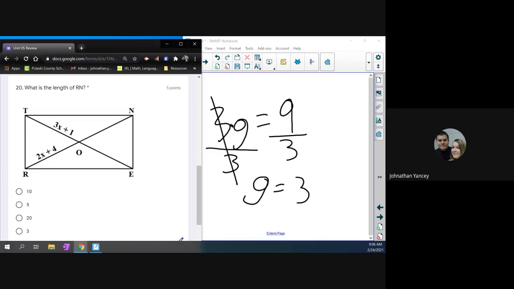All right, so we have a rectangle here. So Brian, there you go. It wants us to find the value of RN, the length of it. So from R to N, the entire diagonal. So how am I going to set this one up?